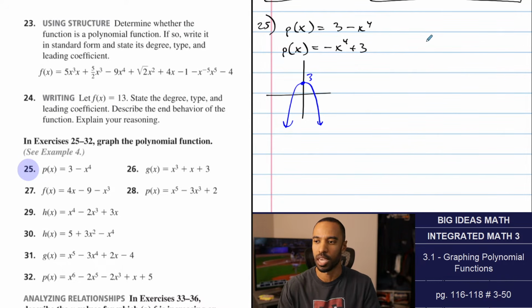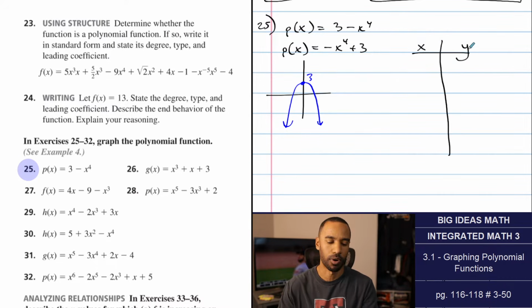Now, what I'm going to do is build a table of x's and y's. We're going to plug in -2 to 2, and then we're going to plot these points on a graph.